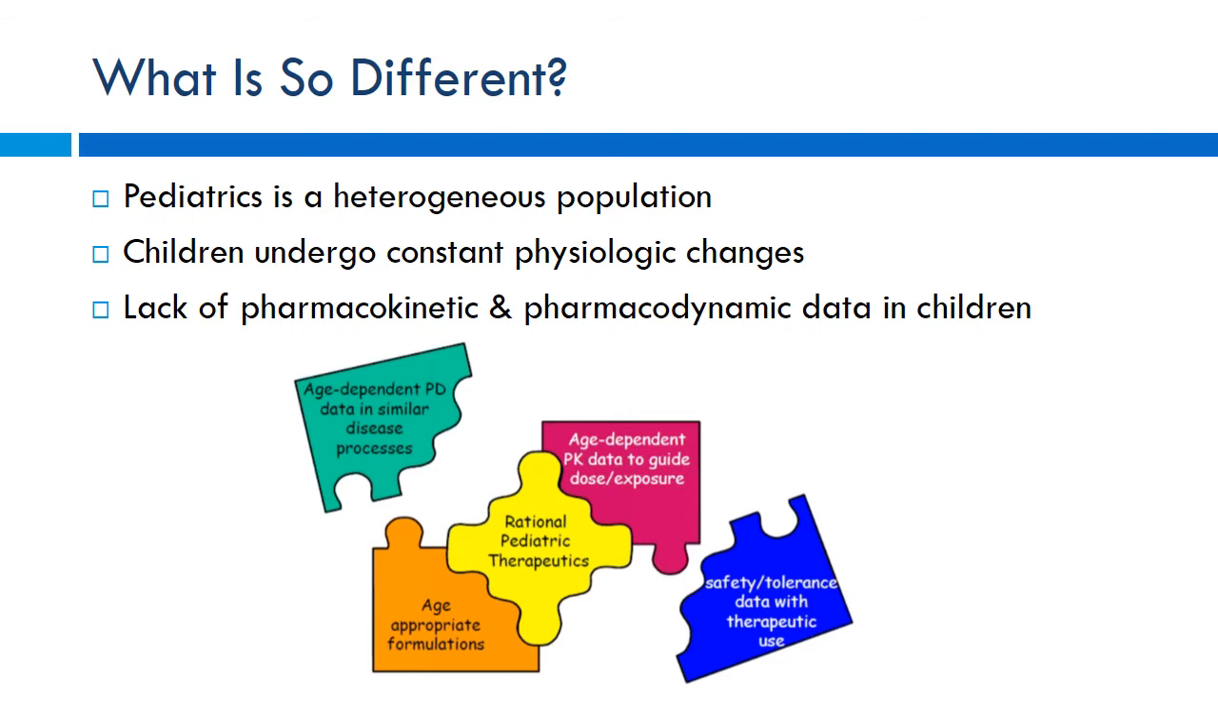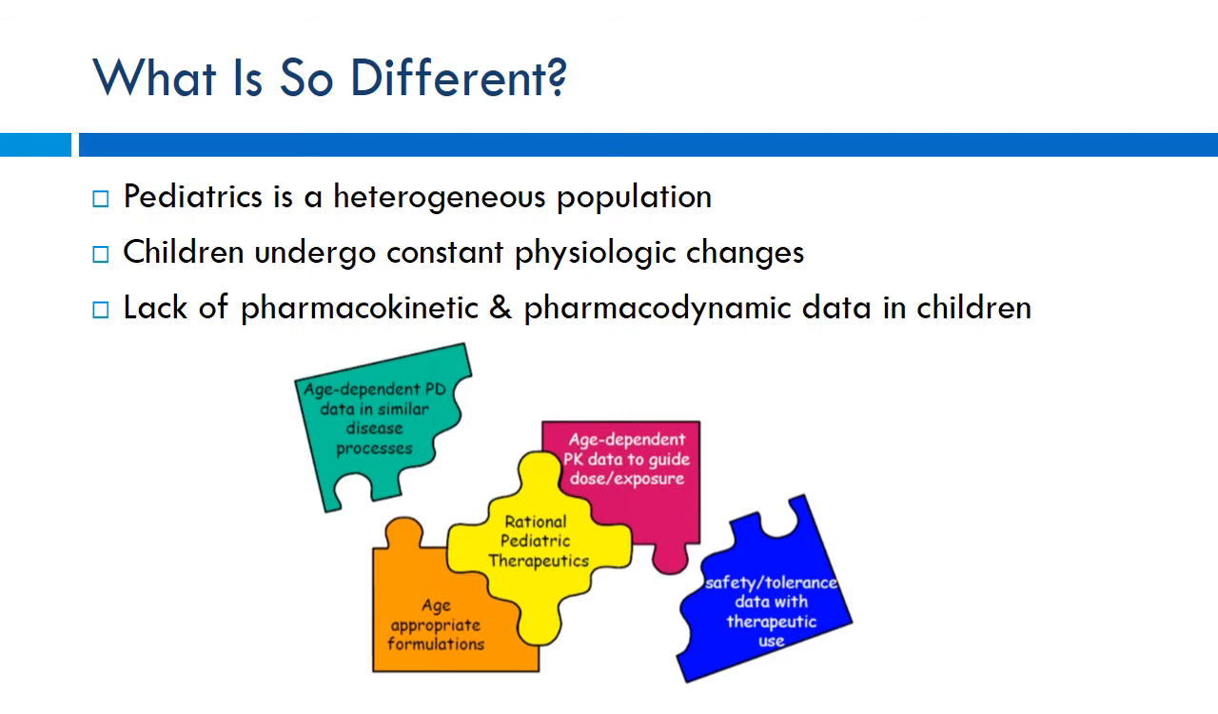Why is treating pediatric patients so different? Well, for one thing, they're a very heterogeneous population, meaning that dealing with a 2-day-old is much different from dealing with a 2-month-old, and is much different from dealing with a 2-year-old, right? They undergo constant physiologic changes, and one of the big things you run into, especially with pharmacology, is that you have limited kinetic and pharmacodynamic data in children.